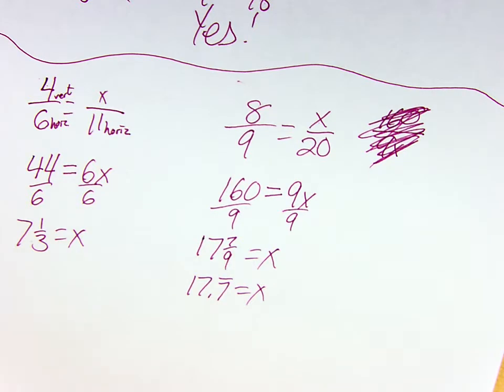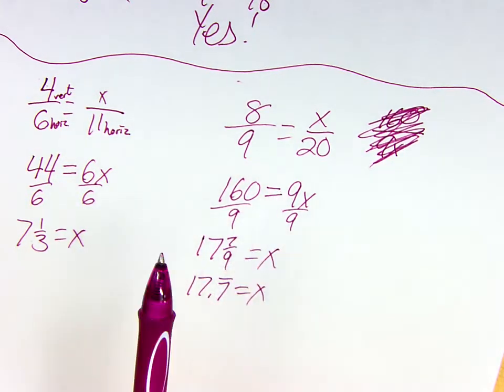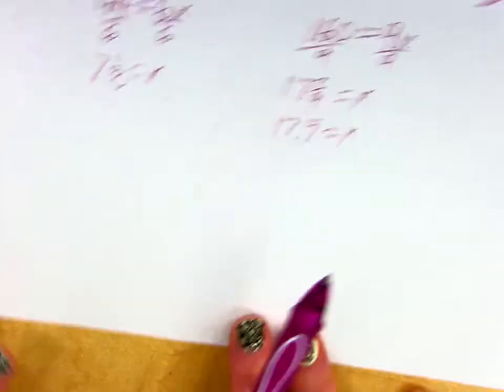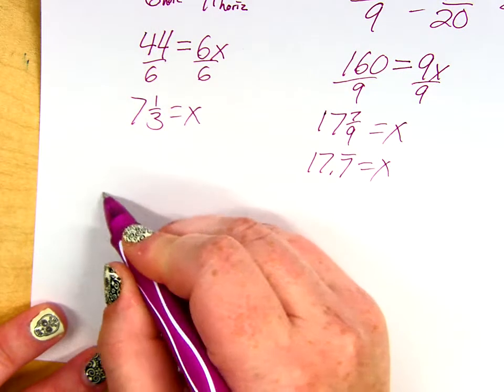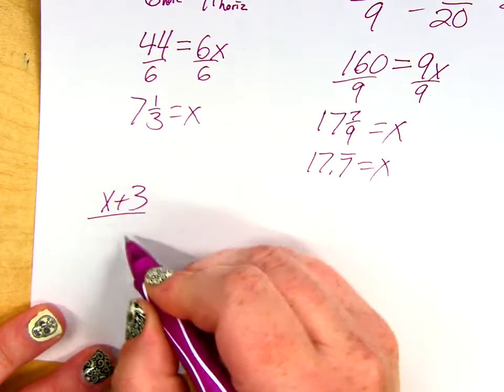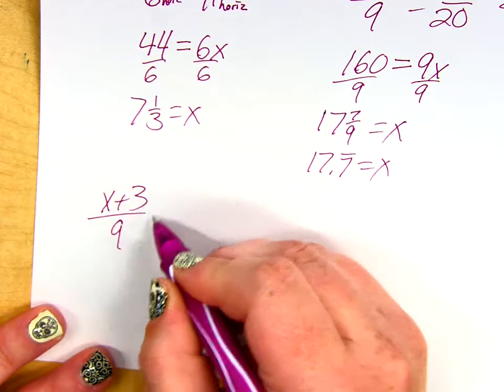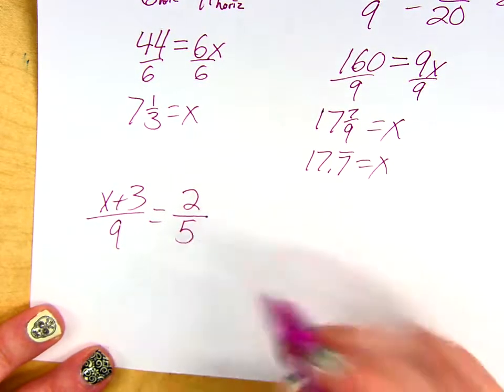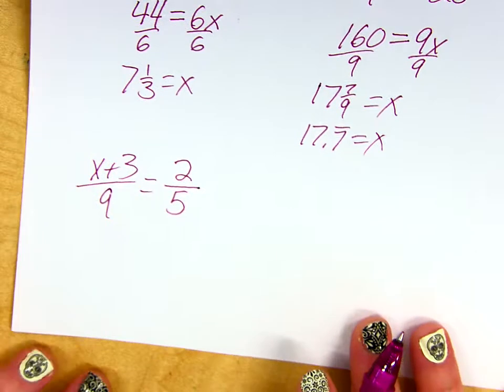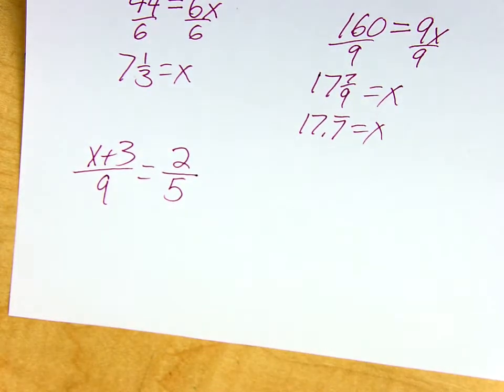All right. Now, not every proportion is as easy as these. Sometimes they get a little bit more complicated. For example, you might see something like this. What if you had x plus 3 over, I don't know, 9 equals 2/5? What in the world do you think you do with this thing?